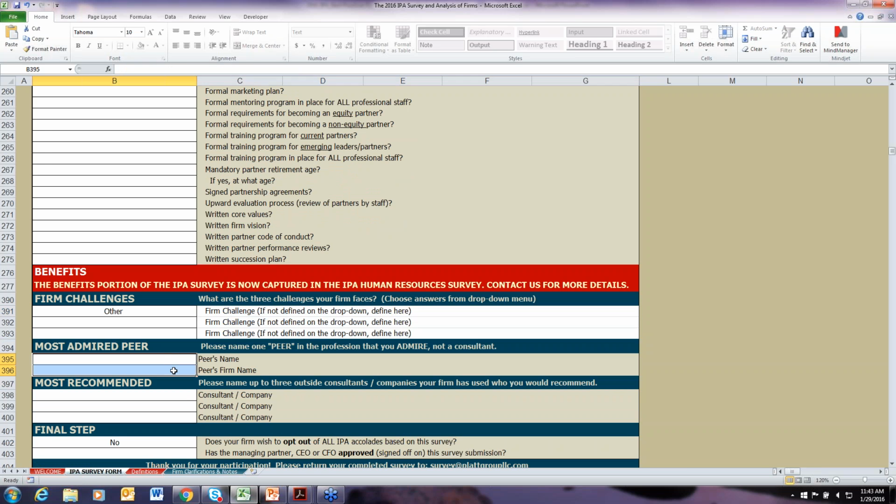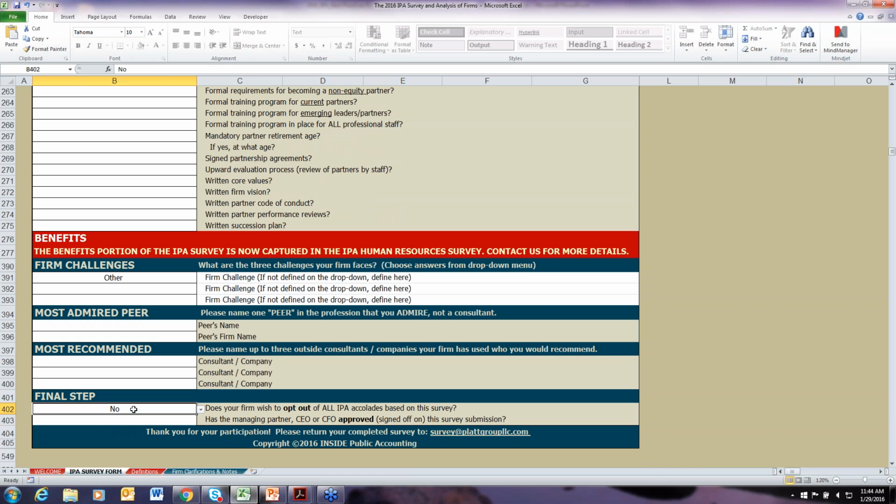Most admired peer is asked for in rows 395 and 396. We really would like to get your input on a peer within the profession that is most admired. And then down here in the most recommended section, this section for most recommended consultant is really important to help identify valuable resources that others can tap into. Please make sure that you fill in this section. Check in with others within your firm. If you're not the managing partner who's filling out the survey, check in with your managing partner to see if you can identify 3 consultants that the firm has used that you would recommend.